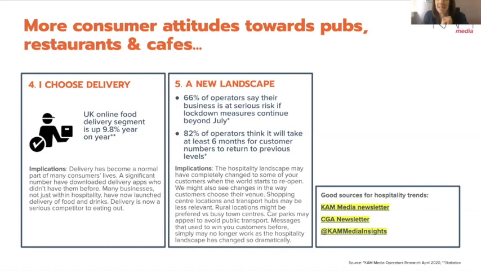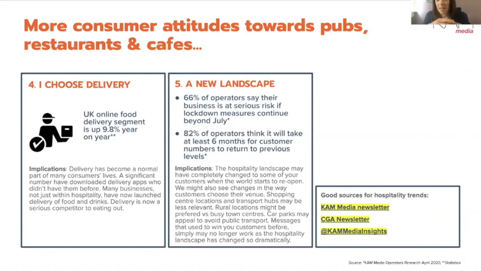Hospitality landscape itself will change. 66% of operators say their business is at serious risk if lockdown measures continue beyond June. This may sadly mean that some venues are no longer there. It certainly will mean they change how they look, potentially change their customer journey, their customer offer, their services.